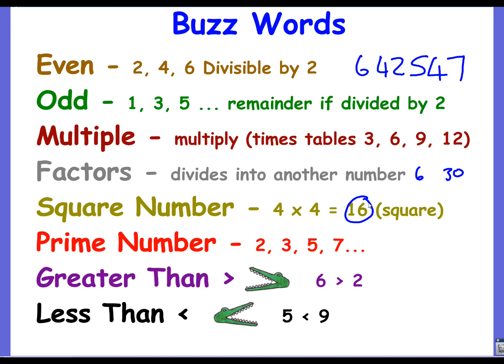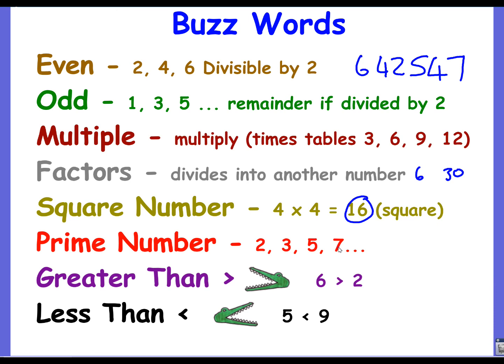And we'll cover square numbers later on in the course. Prime numbers are very special numbers that are only divisible by 1 and themselves, but not including the number 1. So 2 is our first prime number, then 3, 5, 7, and so on.